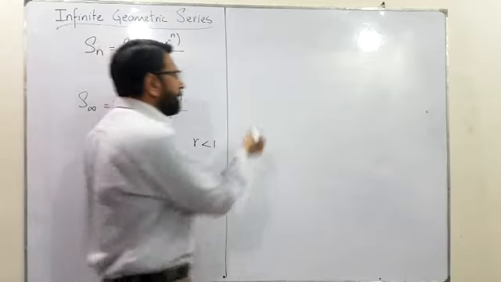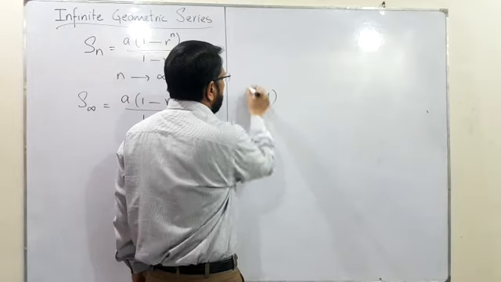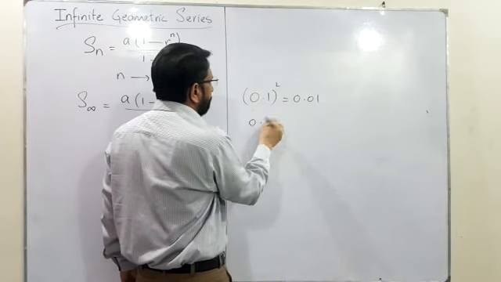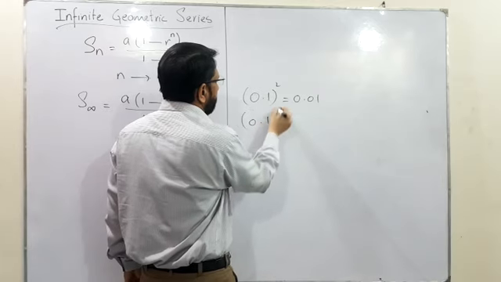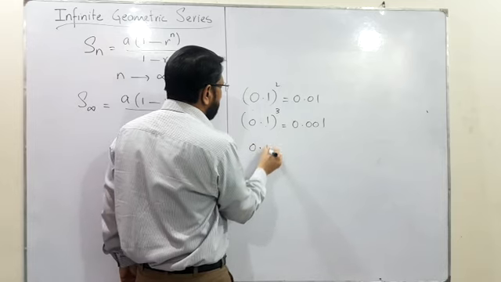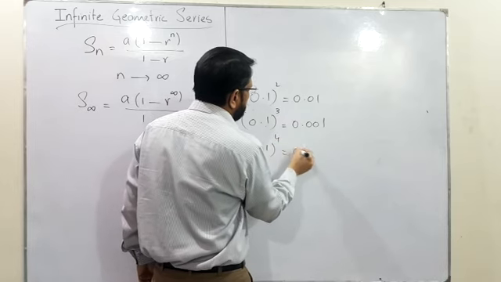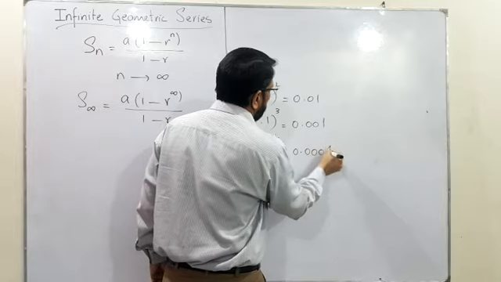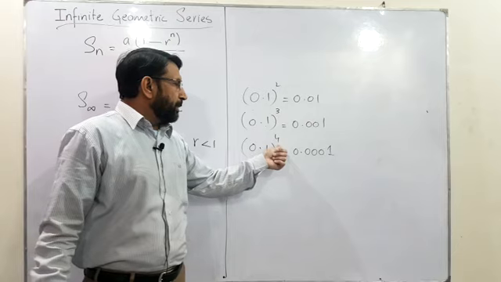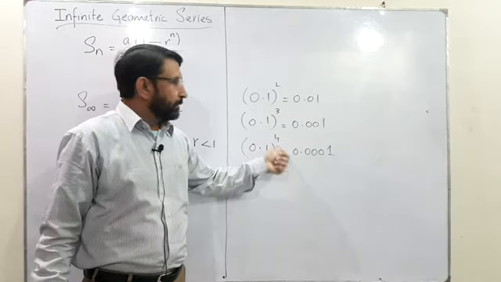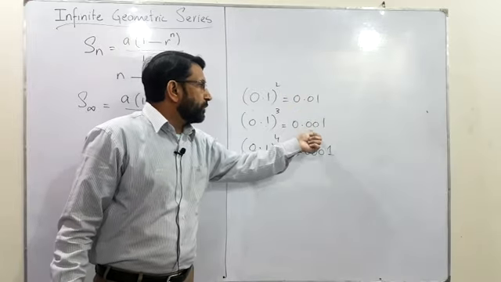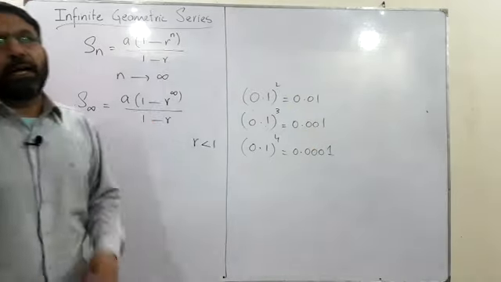Take an example like this: if it is 0.1 power 2, it's going to be 0.01. If it is 0.1 power 3, it's going to be 0.001. If it is 0.1 power 4, it's going to be 0.0001. Now you see, as the power increases, the number of zeros increases. First one zero, then 2 zeros, then 3 zeros, and so on.